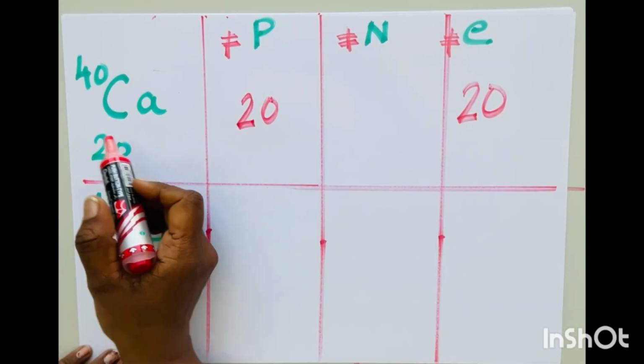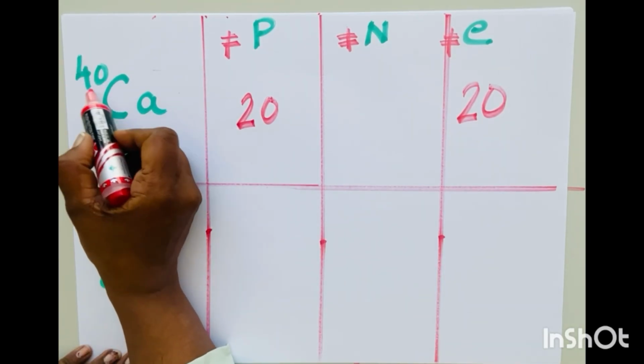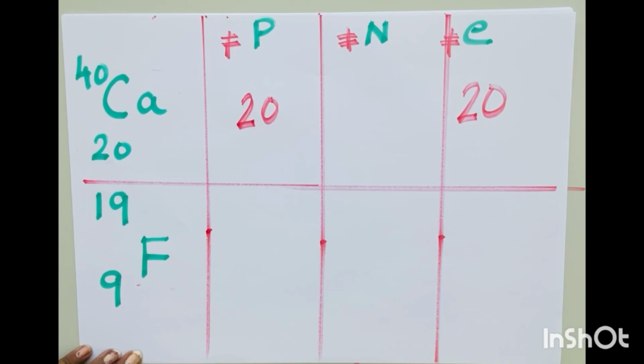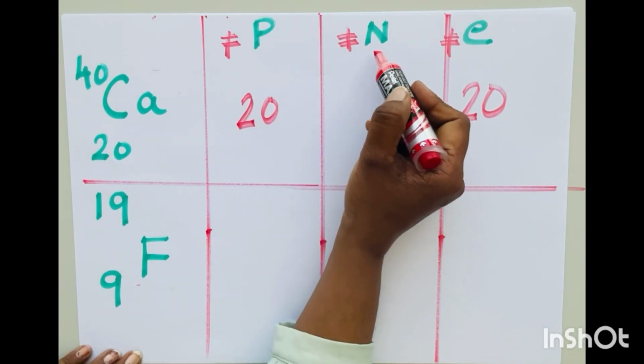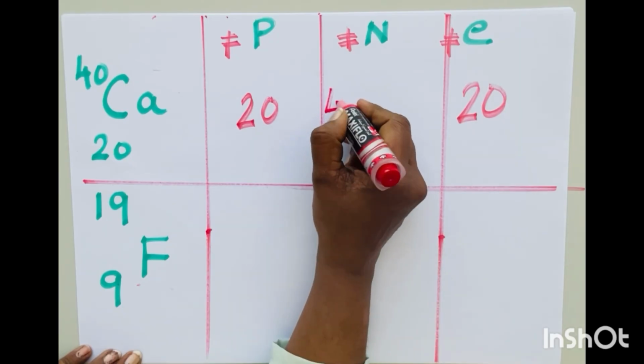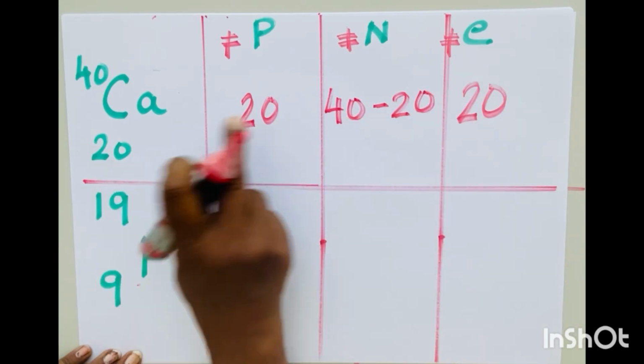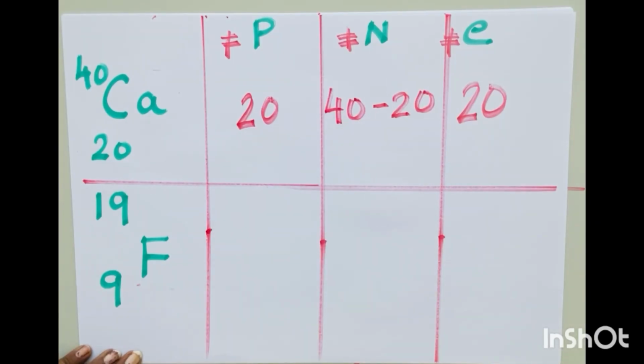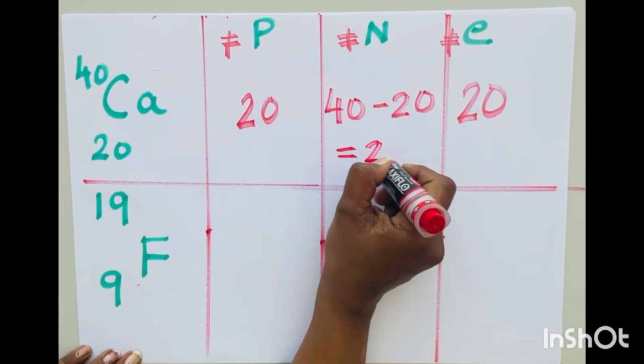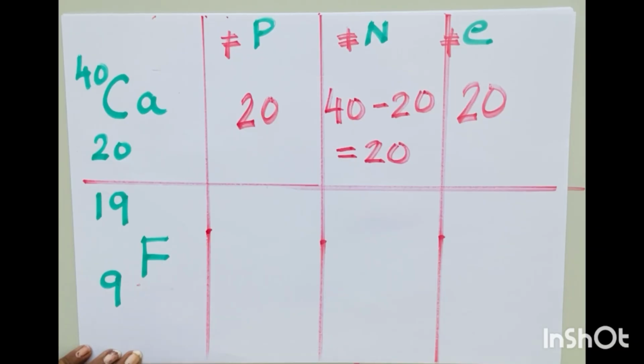Now let us look at the big number, which is the mass number, which is the sum of the number of protons and neutrons. So if we want to find out the number of neutrons, we need to subtract the atomic number from the mass number. So we get 20.